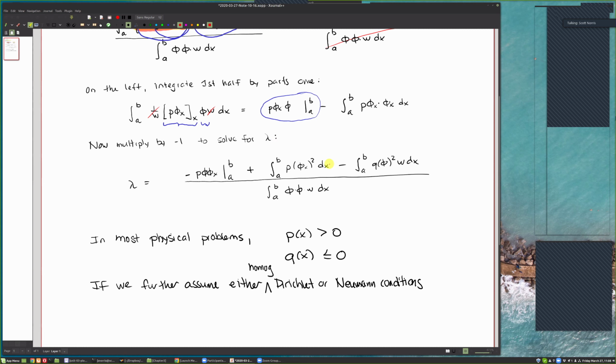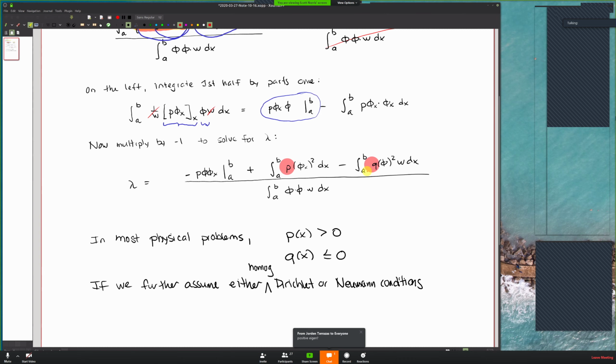P is positive, Q is negative. Let me even color code those. P is positive, Q is negative, and we have homogeneous conditions. Yes, Jordan, that is correct. We have shown that the eigenvalues are positive.